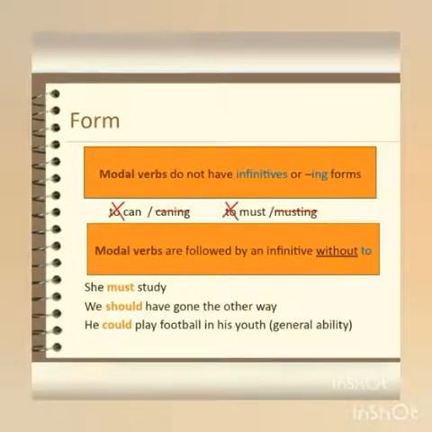And here, modal verbs do not have infinitive or ing forms. To can or canning, to must or musting. Avoid using such kinds of structures. Modal verbs are followed by the infinitive without to. Remember this. For example, she must study. After must, you should use the simple form of the verb. Not to infinitive or ing forms.